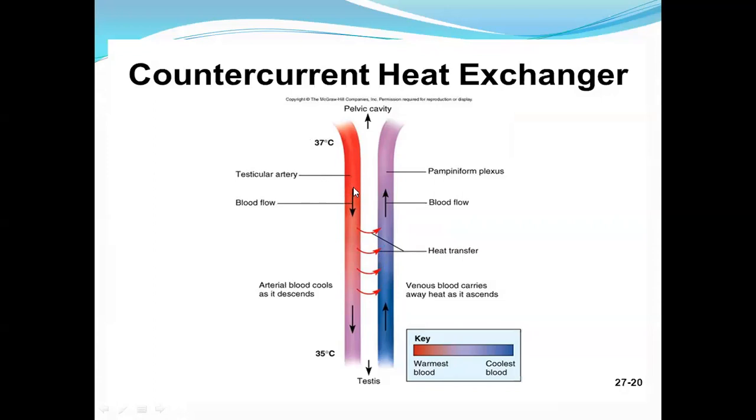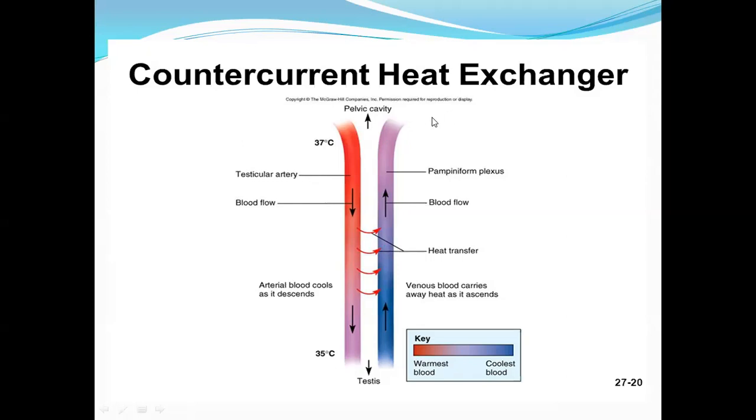So when the arterial blood entering at 37 degrees comes down to the scrotal sac, the temperature becomes 35 degrees because it continuously loses heat, and that is absorbed by the pampiniform plexus surrounding the artery. So when it reaches the testis at the bottom of the scrotal sac, the temperature is around 35 degrees. And as the veins of the pampiniform plexus all around the artery go up, they take away the heat with them. From lower to higher temperature, as it is exposed, it absorbs the heat and takes the heat out of the scrotal sac.